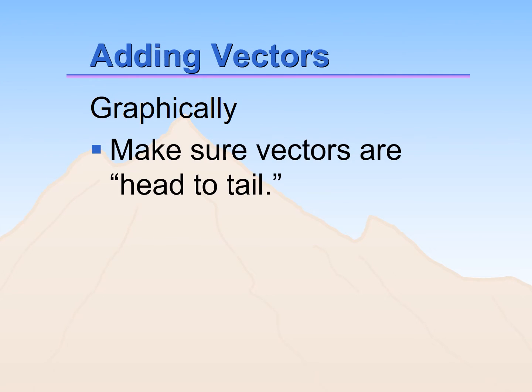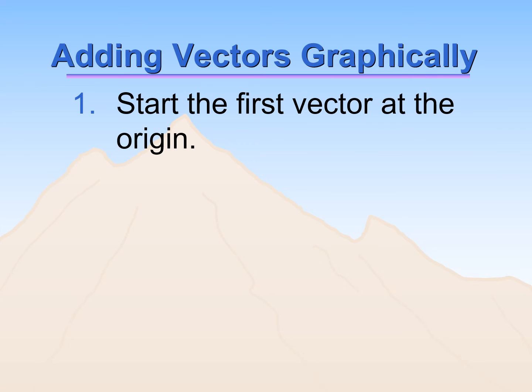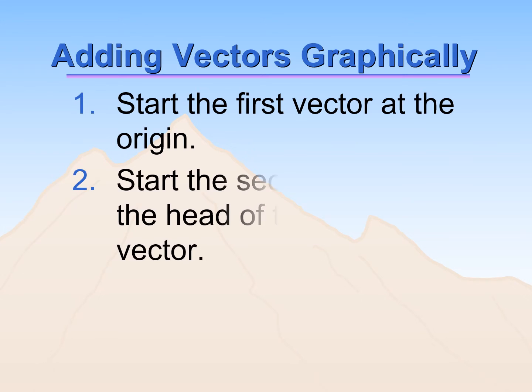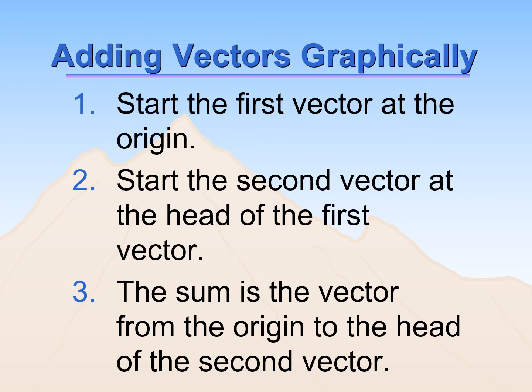Graphically, it's a little different. You have to make sure that vectors are head to tail. So when you graph your first vector, wherever your terminal point is of the first vector, that's going to be your initial point of the next vector. So here are the steps to adding vectors graphically. Step 1, you start the first vector at the origin. And then you start the second vector at the head of the first vector. And then the sum is going to be the vector from the origin to the head of the second vector.